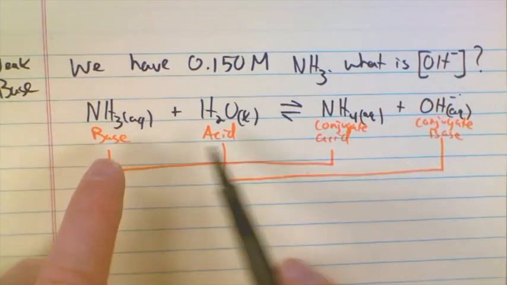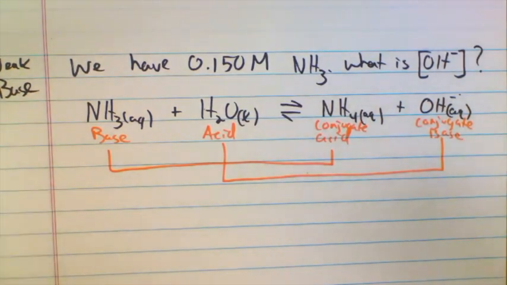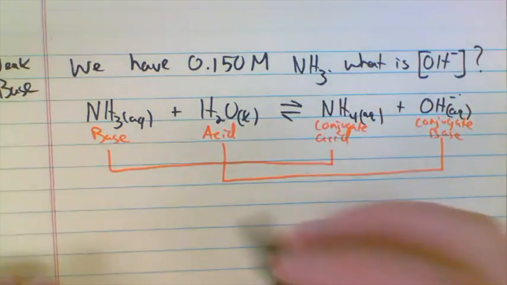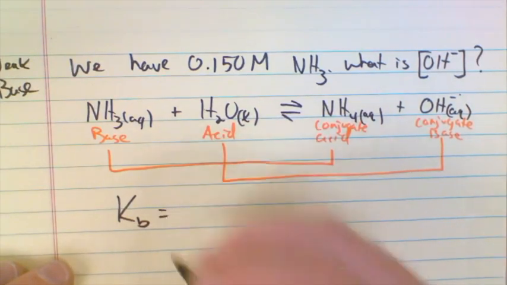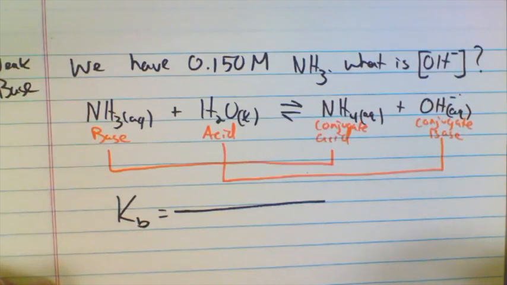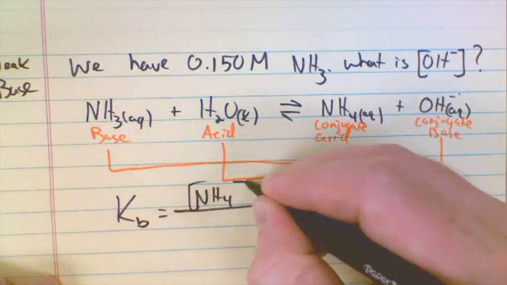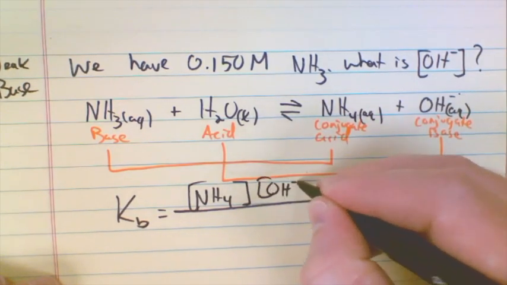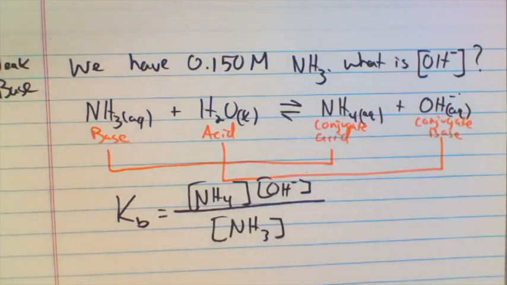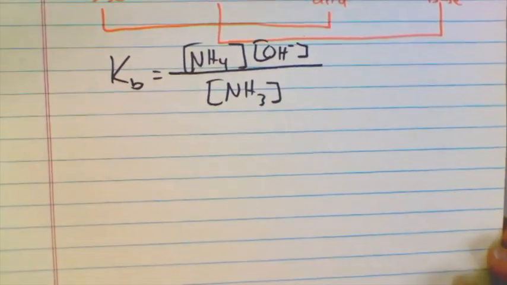You don't have to write the conjugate acid, conjugate base stuff when you do all these problems. I'm just doing it as a good review, okay? So when you guys do the homework, you don't have to do all that. What I need to see is your equilibrium expression. And what's that going to look like? NH4 and OH over NH3. There's our expression.